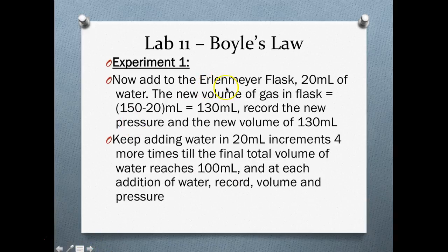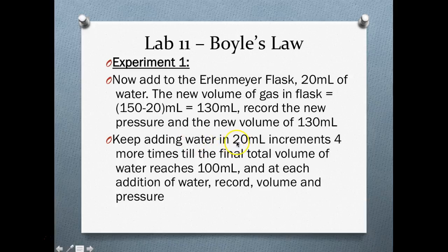Now to this flask add 20 mL of water. If you do that, now the gas is confined to a smaller volume, which is 130 mL. Record this new volume of 130 mL and then look at the pressure gauge and look at the pressure for this volume. The volume is coming down, so the pressure should be going up.